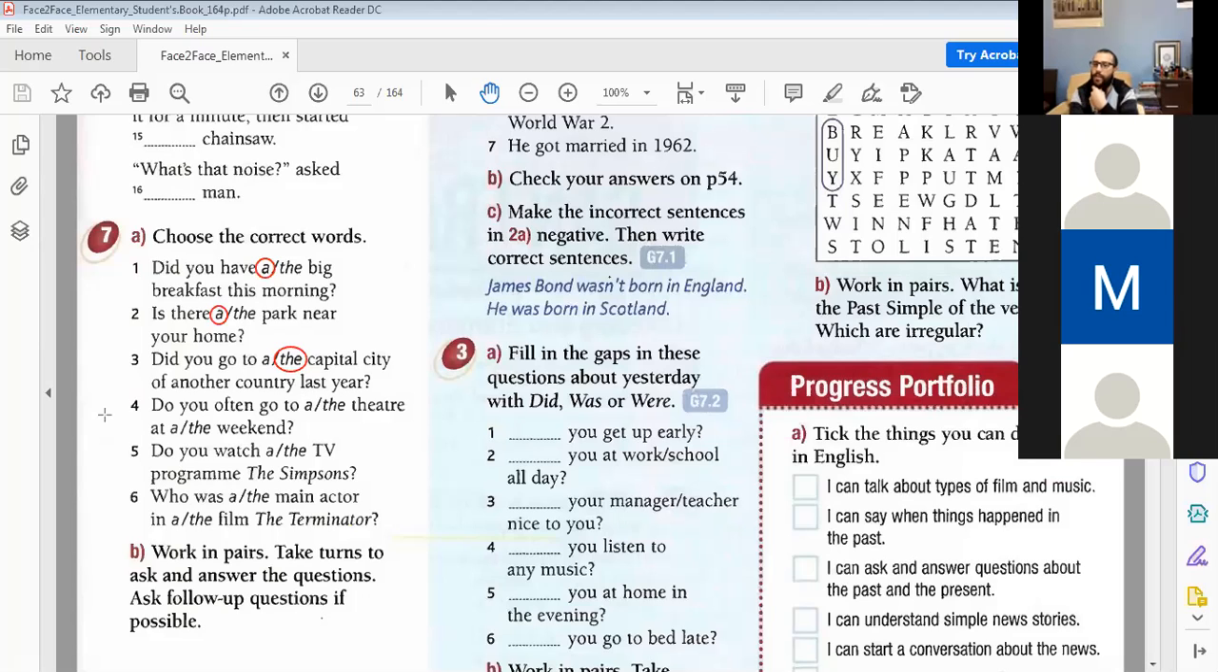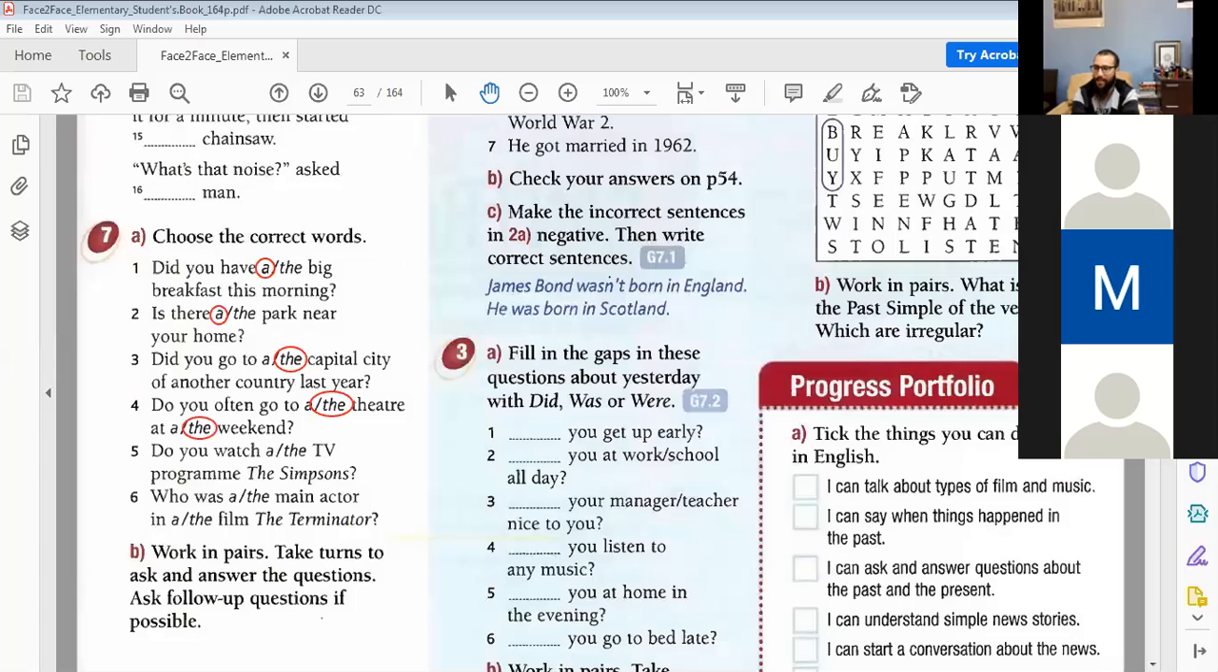Okay, number 4. Who would like to do number 4? Do you often go to the theater at the weekend? Yes, I answered it. Okay. So I answered this one. Do you often go to the theater at the weekend? Okay, but who can tell me why? Why do we say the theater and why do we say the weekend?